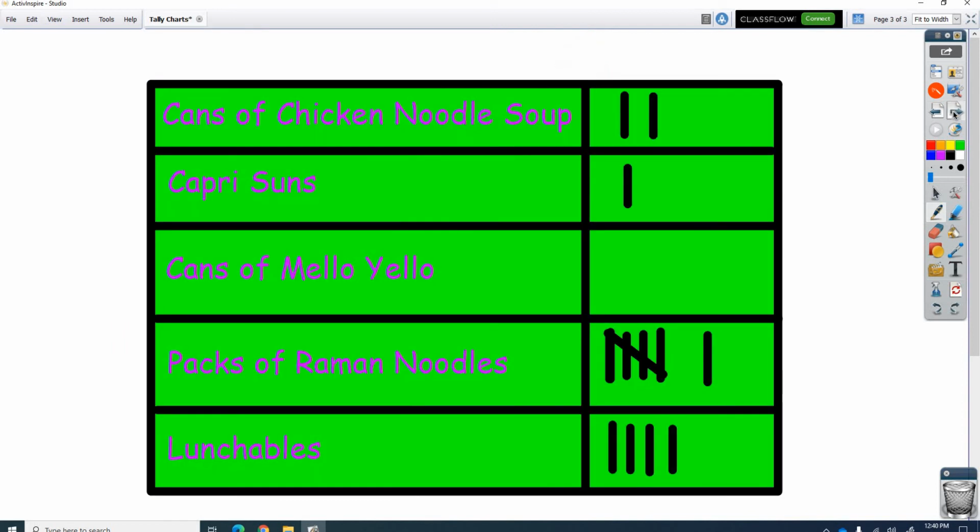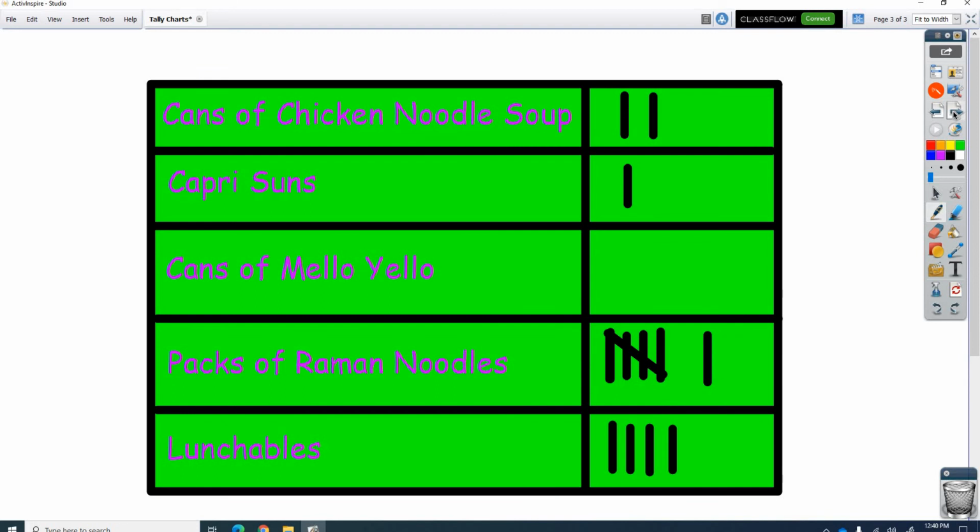All right, on this tally chart, I was wanting to do some grocery shopping, and I was looking around in my cupboards trying to see how many things I had. Would I need to buy any more? So I made a tally chart to show what's in my cupboard. Would I need any more? And this is my tally chart that I made. So really quick, let's just look at what I have and look at what data this shows.